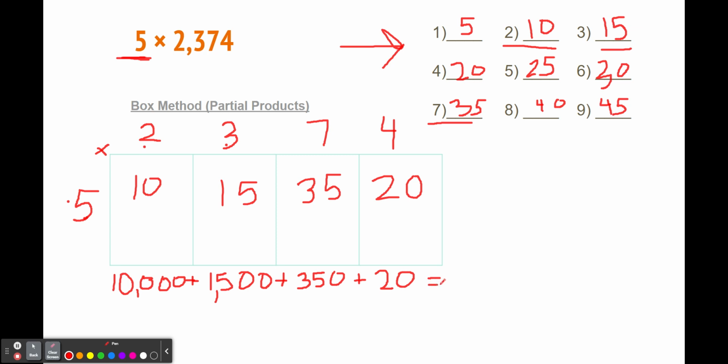And if I were to add all of my products together, that would give me 11,870. So 5 times 2,374 is 11,870. All right, now this was one way of solving it using the box method and partial products.